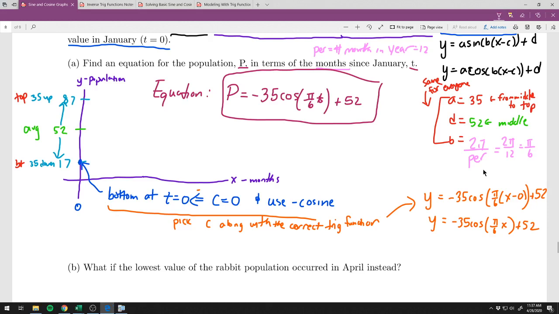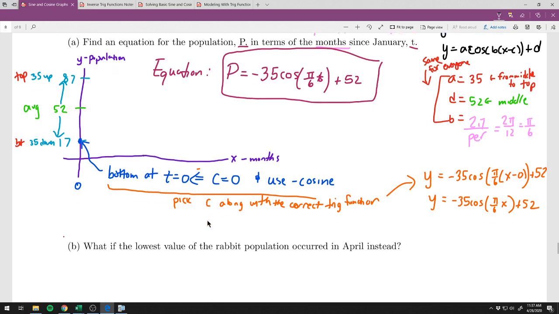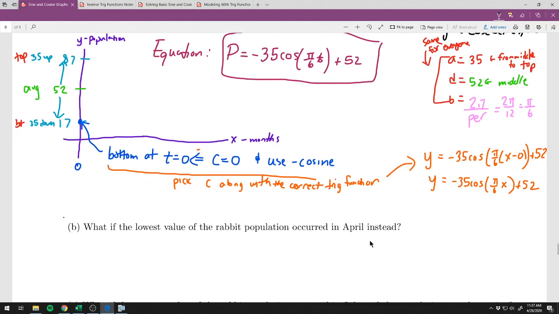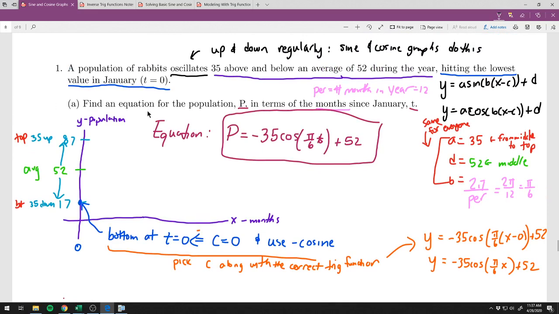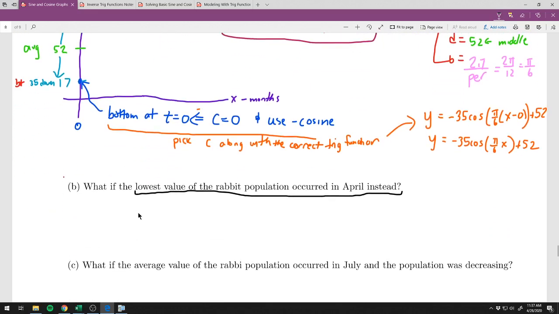All right, so that is one way we can be presented with a problem and come up with an equation. Now, the next part is just to test and make sure you're really understanding the difference of what's asking here. So the next part says, what if the lowest value of the rabbit population occurred in April instead? Now, remember from part A, the only time we used the lowest population occurring in January was to get C. So everything would be the same here, except the C value because it's happening at a different time.